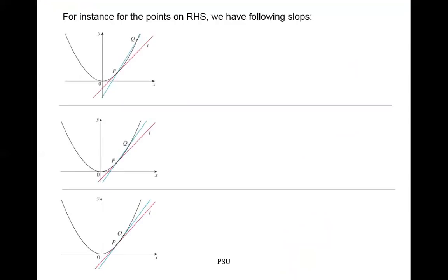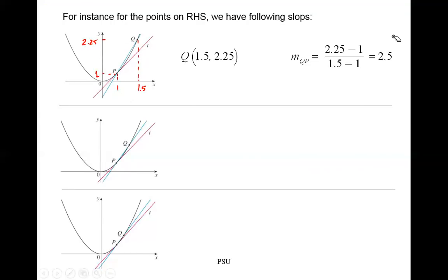Okay, let's see what I did. I took a few values for the point Q, and I calculated the slope. The first one, this is 1, and the first one I picked 1.5. The corresponding value for 1.5 is 2.25. The corresponding value for 1 is 1. Then I have the difference in y's over the difference in x's. The slope is 2.5. Now I'm getting closer.